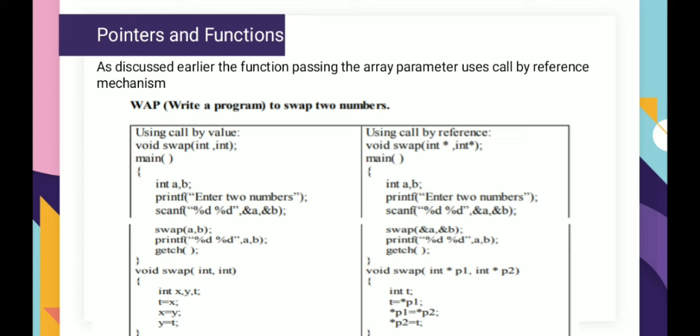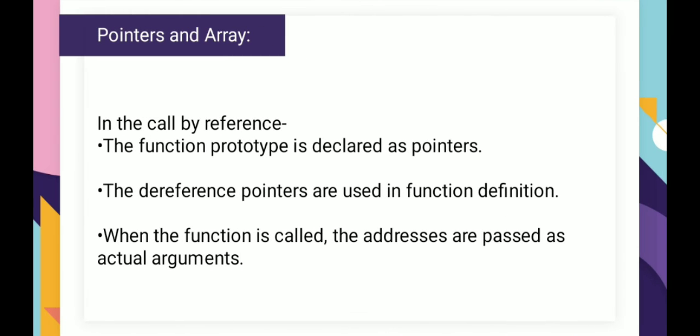Pointers and functions. As discussed earlier, a function passing an array parameter uses the call by reference mechanism. Here is a sample program that swaps two numbers. When run, the two numbers are swapped. For example, 2 is swapped with 1. In call by reference, the function prototype is declared with pointers. The dereferenced pointers are used in the function definition. When the function is called, the addresses are passed as actual arguments.